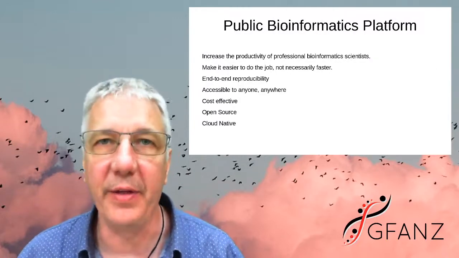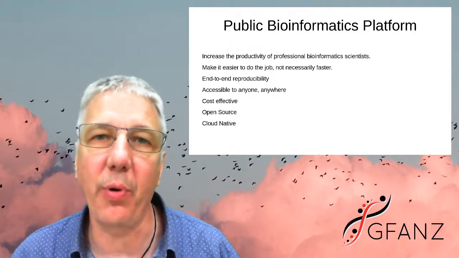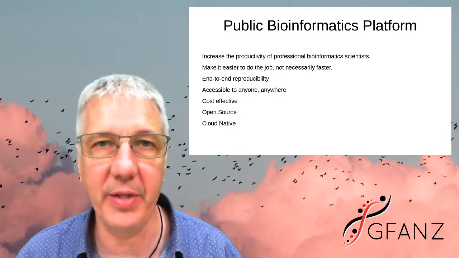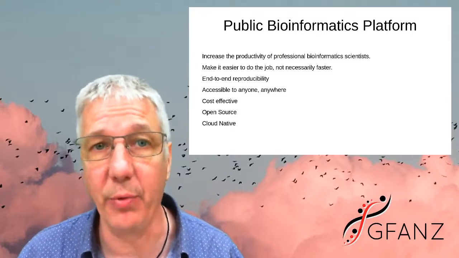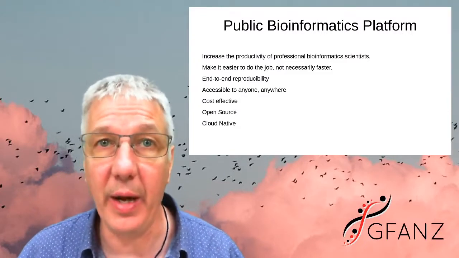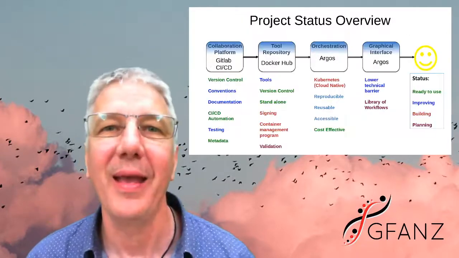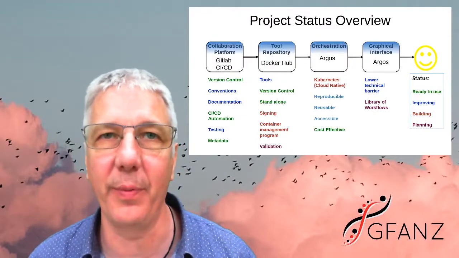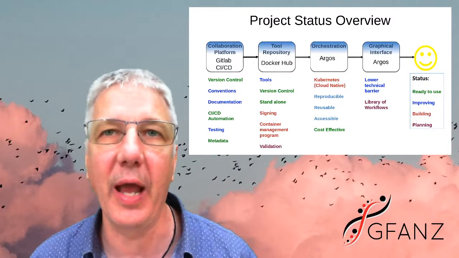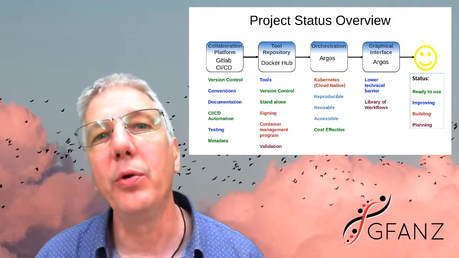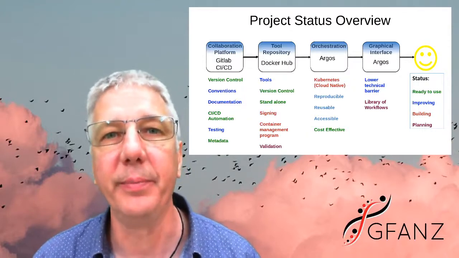So we at GFANZ have been working on building a public bioinformatics platform. The point here is to increase the productivity of the professional bioinformatics scientists, making it easier to do the job, but not necessarily faster. It brings along end-to-end reproducibility, it's accessible to anyone, anywhere, it's cost-effective, open source, and cloud native. In this slide, we see a schematic overview of the project, the collaborative platform, the tool repository, the orchestration, and the graphical interface. You'll note that there are many parts in green which are ready to use now, and other parts are continuing to be developed.